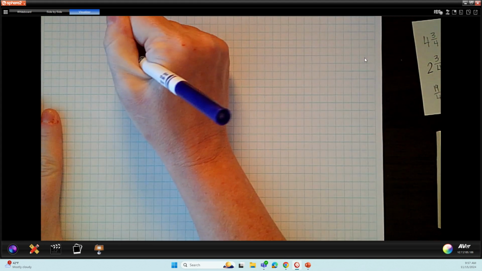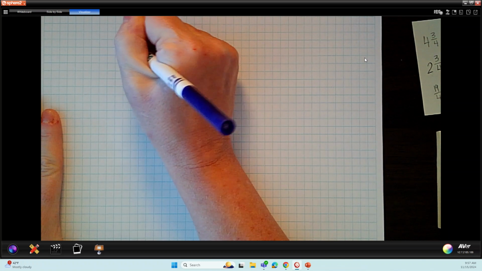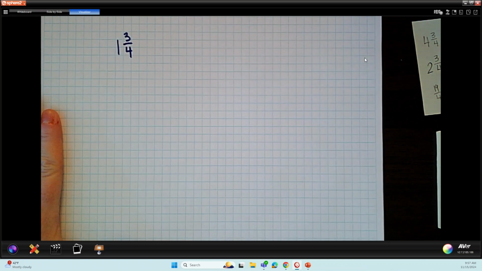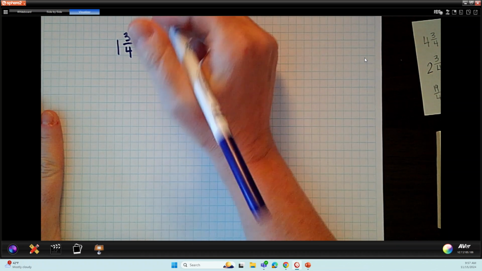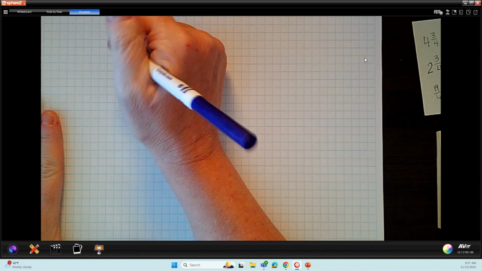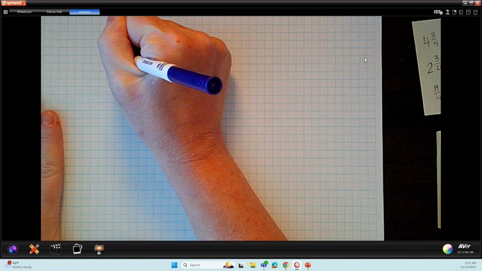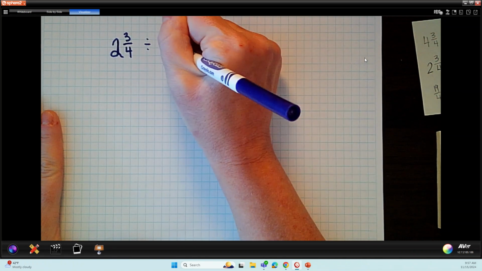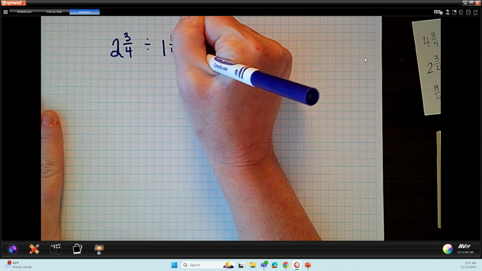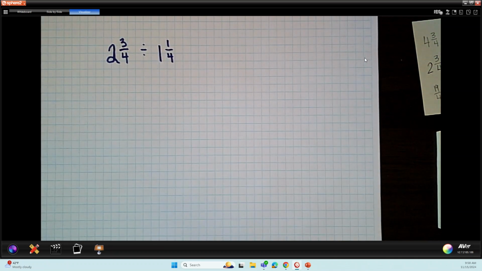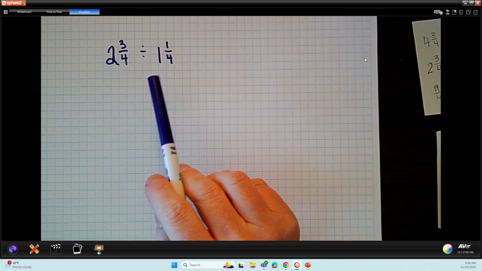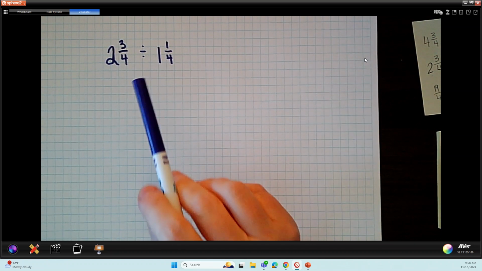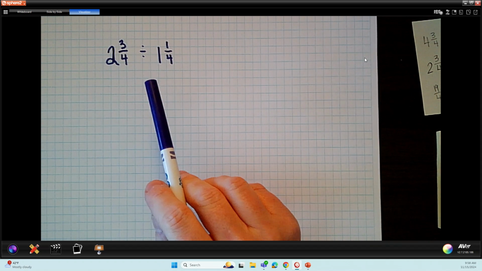So for example, if we have the problem 1 3/4, and we want to divide that by... actually, you know what? Let's make this 2. We'll make it 2 3/4, and we're going to divide by 1 1/4. Now, to be honest with you, one of the easiest ways to do this would probably be with a number line. If the students are using the standard algorithm, they have to walk through several steps.